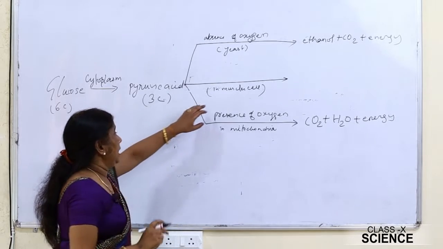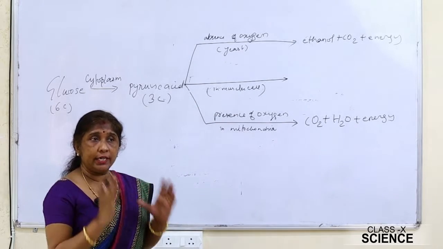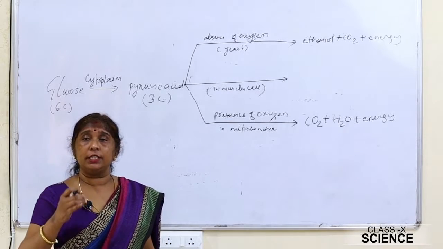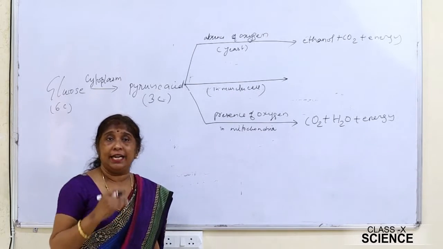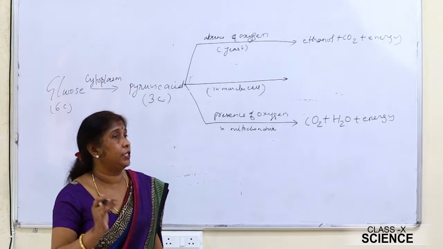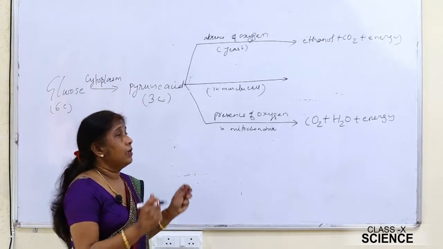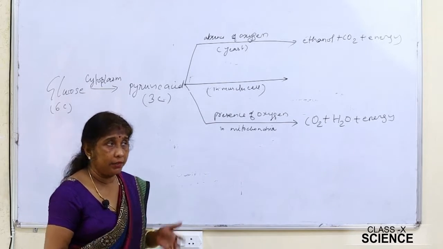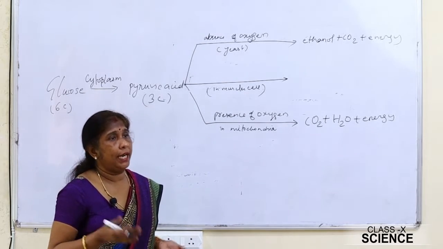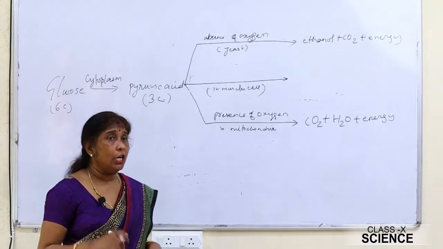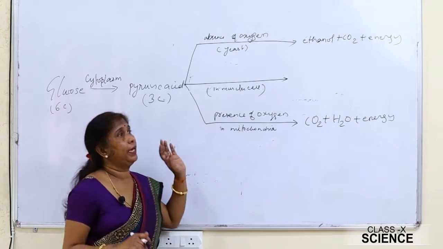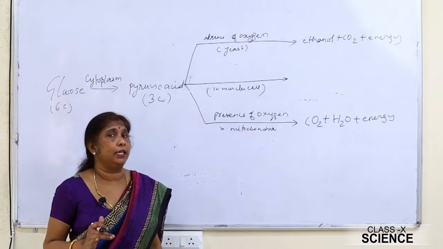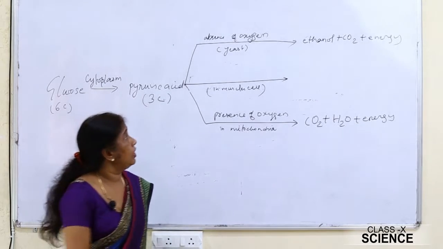See what happens. Sometimes after vigorous exercise, the oxygen demand of that person increases, but the available oxygen in the body is not sufficient for him to meet the oxygen demand, because he has done heavy exercise or vigorous work, and his oxygen demand is increasing. So at that time, anyhow the athlete has to respire, right? He is respiring in the presence of insufficient supply of oxygen.